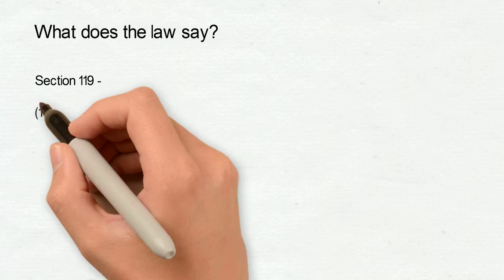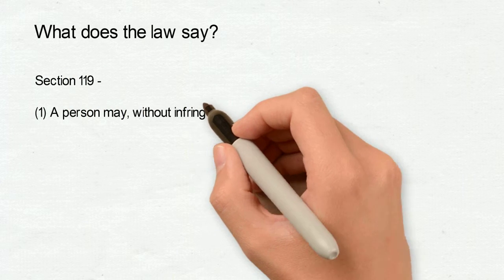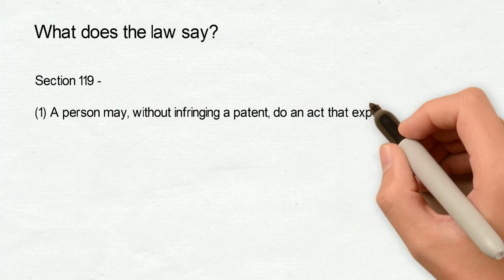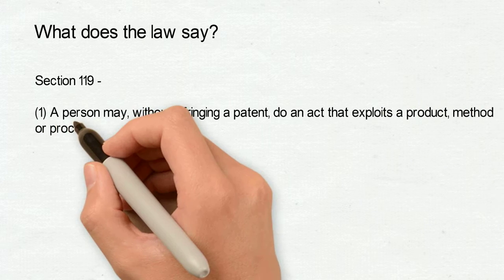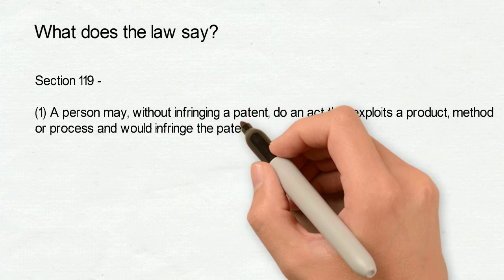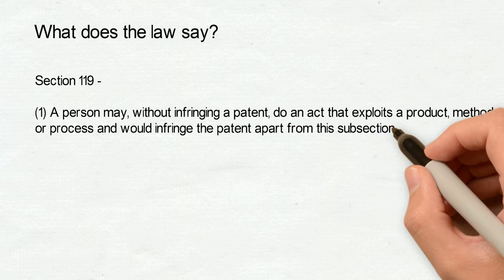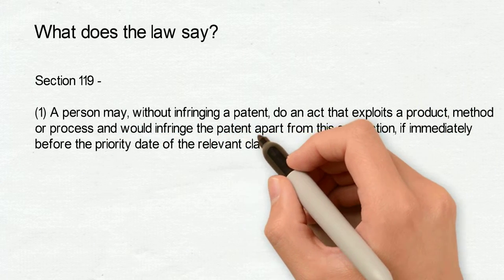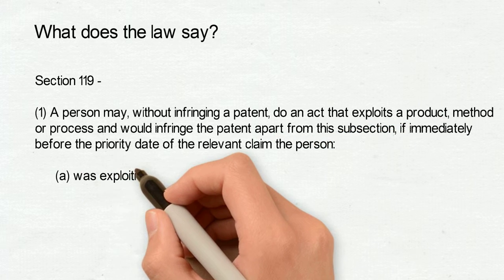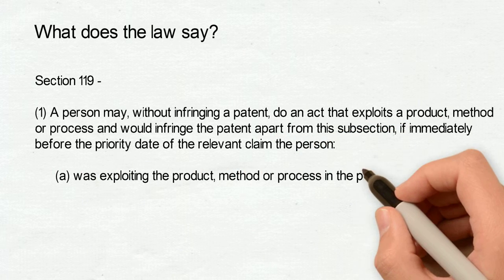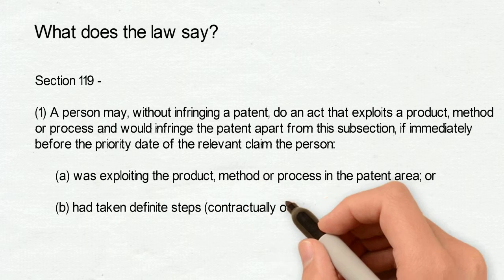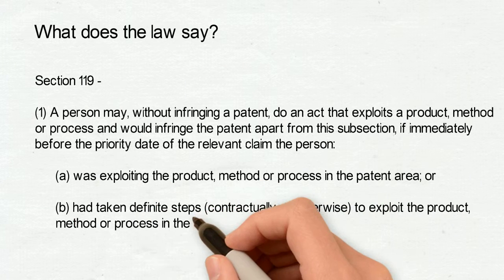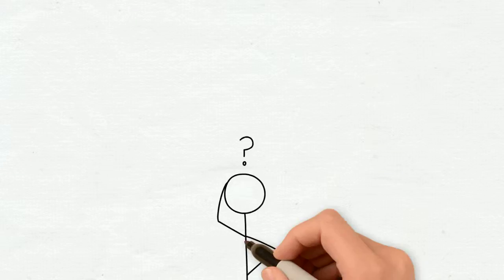Section 119 states, a person may, without infringing a patent, do an act that exploits a product, method or process and would infringe the patent apart from this subsection if immediately before the priority date of the relevant claim the person A. was exploiting the product, method or process in the patent area, or B. had taken definite steps to exploit the product, method or process in the patent area.